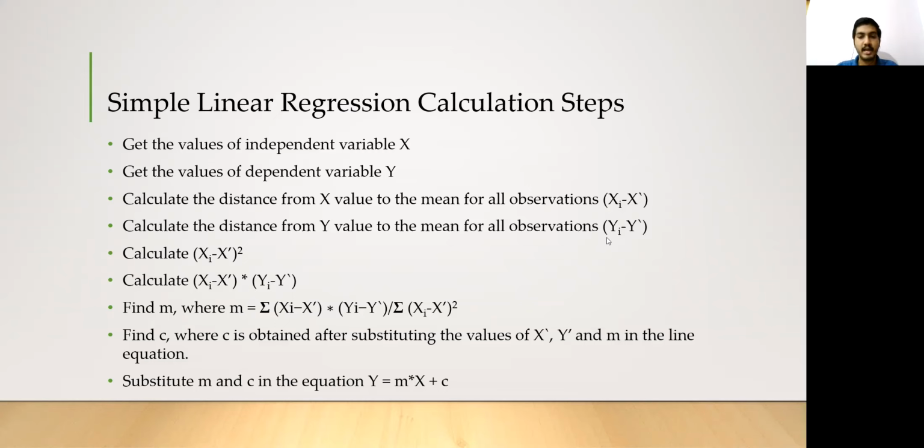Next, we multiply xi minus x bar by yi minus y bar. Then we find the slope by using the equation m equals summation of xi minus x bar multiplied by yi minus y bar, the whole divided by the summation of xi minus x bar the whole square. Finally, we find the value of the intercept c by substituting the values of mean of x, mean of y, and m in the equation y equals mx plus c.